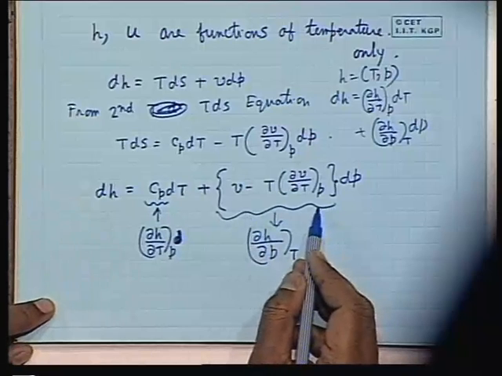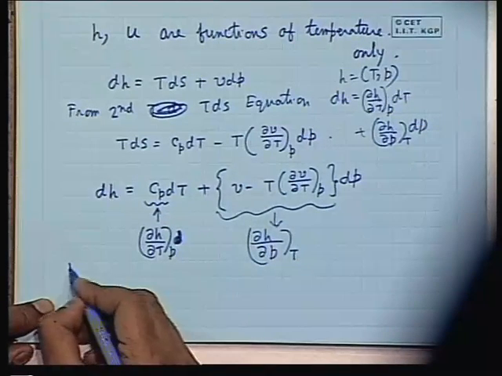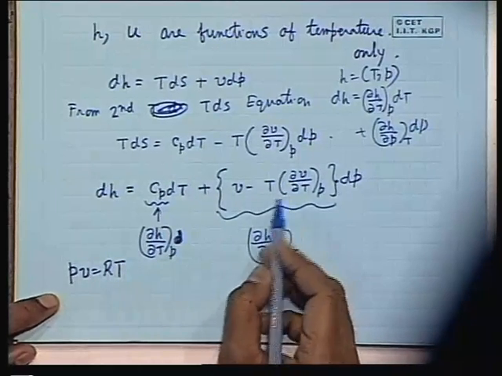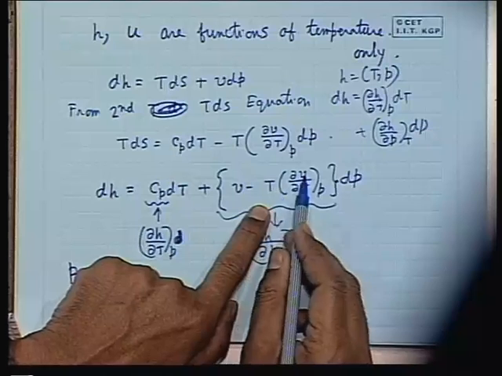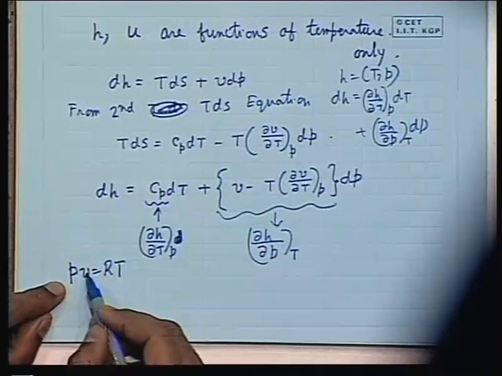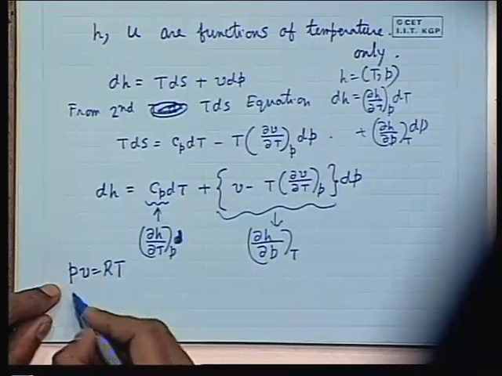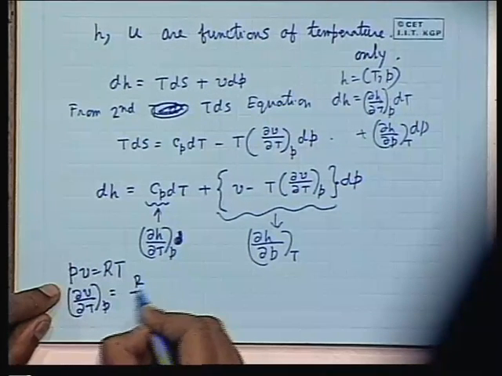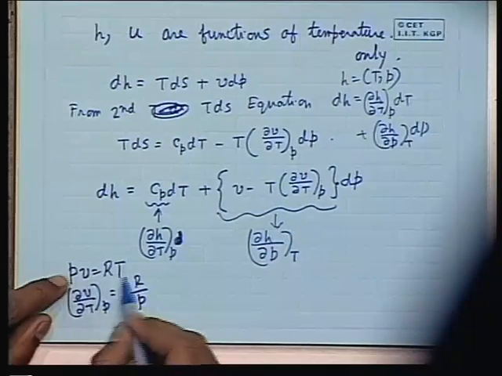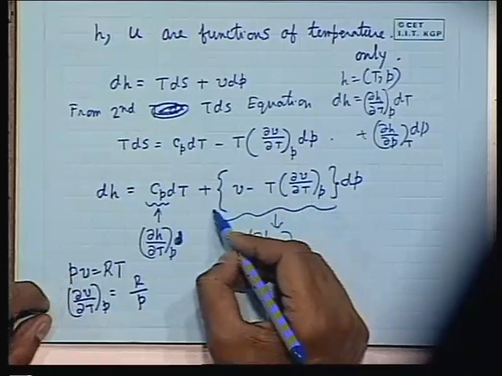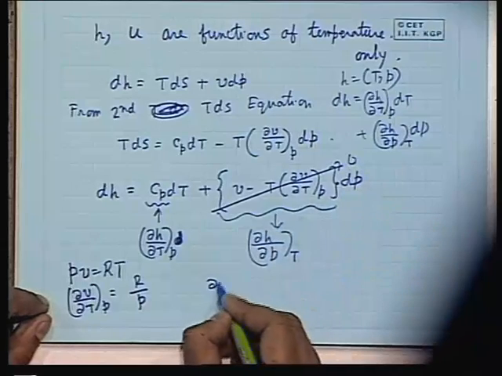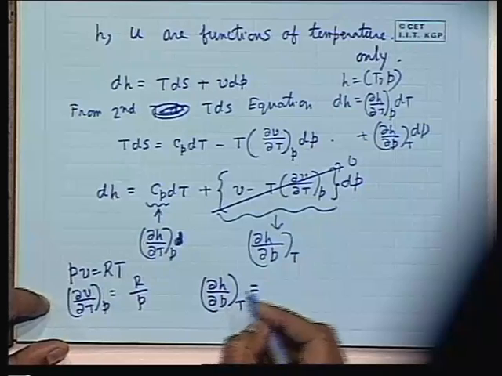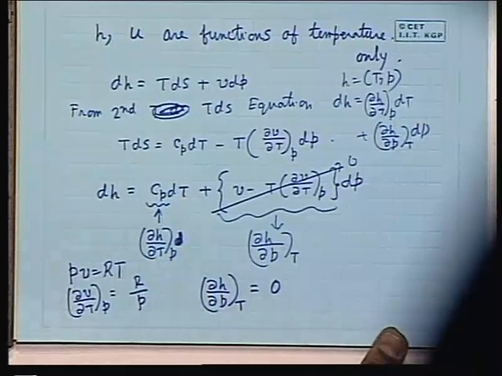Now what is this value for ideal gas? If you take the ideal gas equation, PV is equal to RT, and use this, it will be 0, because T (del V del T) at P will be V. If you differentiate, del V del T at constant pressure is R by P, and RT by P means V. V minus V is 0. So this becomes 0, which proves that del H del P at constant temperature is equal to 0. So therefore H becomes a function of temperature only.